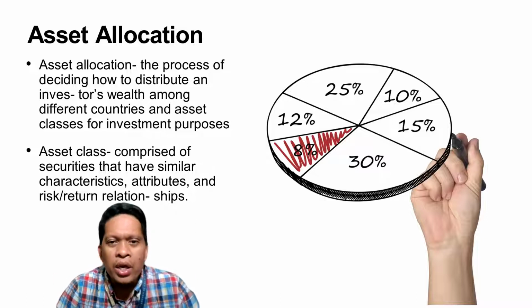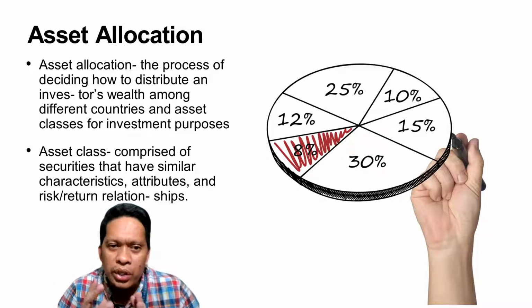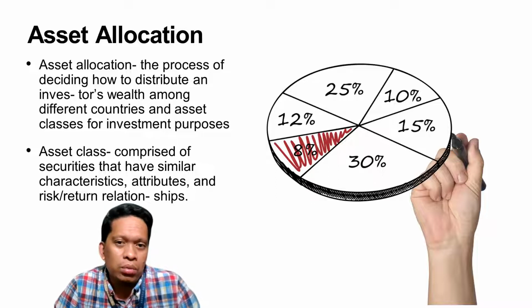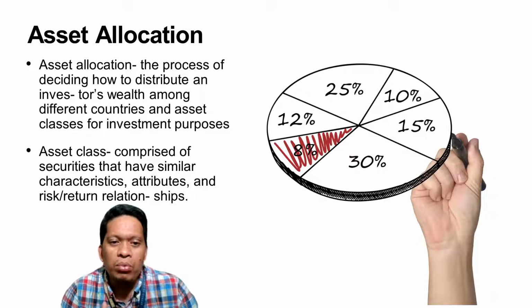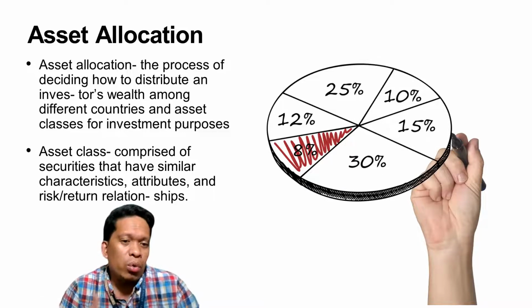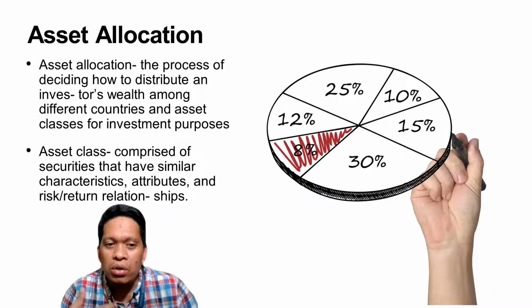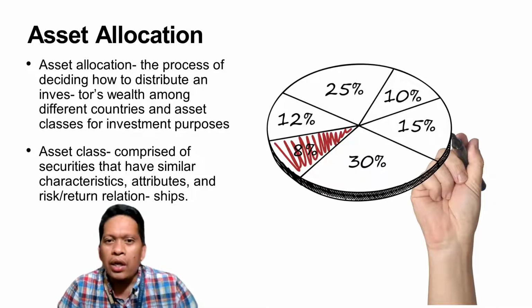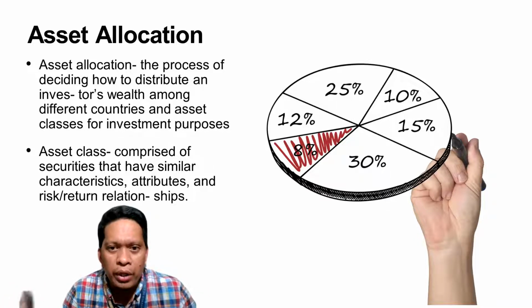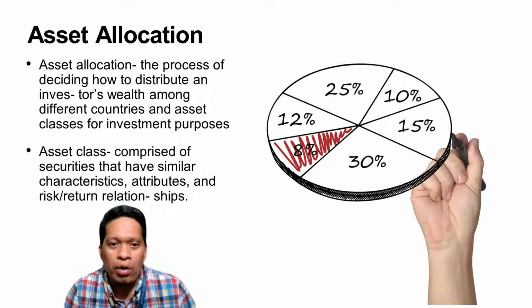So shall we go? Now, in the asset allocation decision, we will have to understand two terms, according to Brown and Riley in their book. The first one is the asset allocation term, and the second is the asset class. Remember, asset allocation is a process of deciding how to distribute the investor's wealth in different areas, in different countries. Plus, you'll also have to identify the different asset classes for investment purposes.